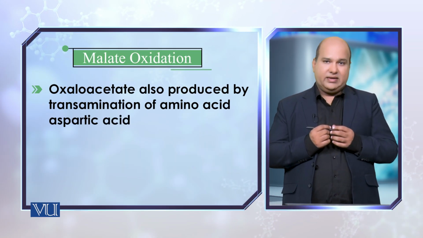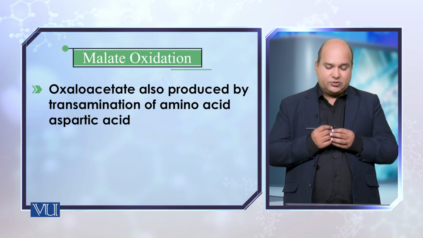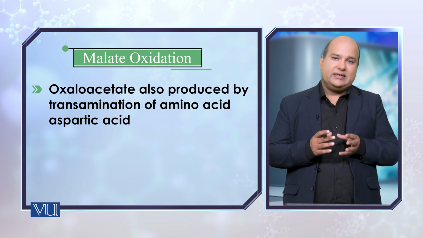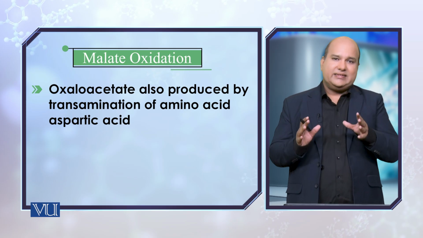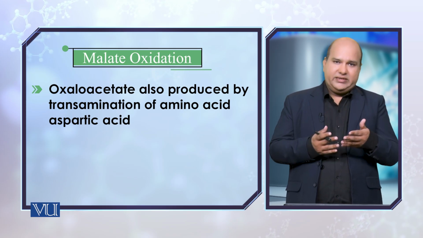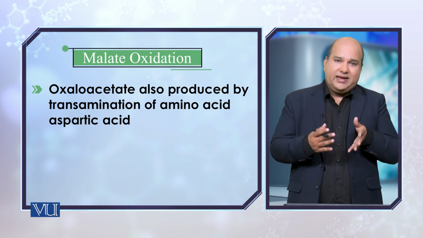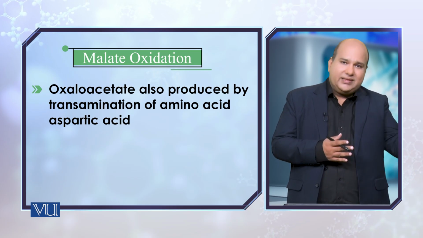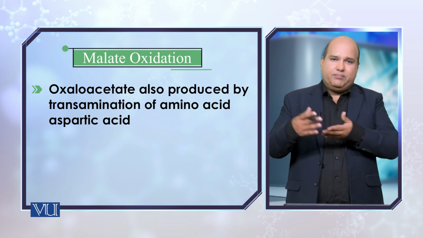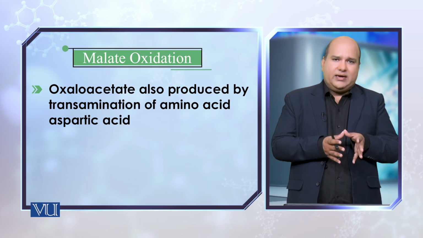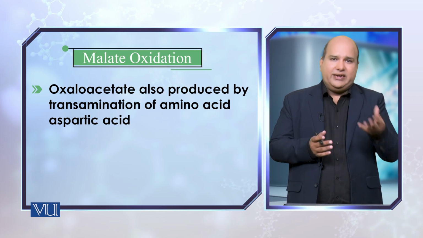Oxaloacetate or oxaloacetic acid is also produced by the transamination of the amino acid aspartic acid. So now you are seeing that not only are these intermediates formed during different reactions of the TCA, but they are also formed from other pathways, and they then become part of the TCA cycle. We will elaborate on this phenomenon in more detail later.